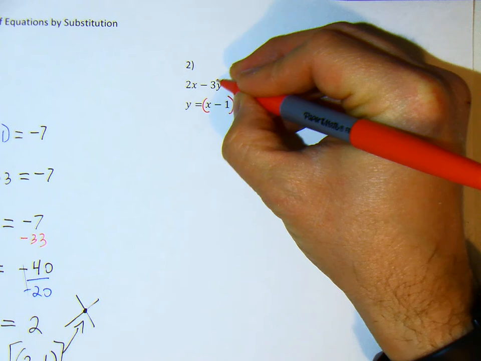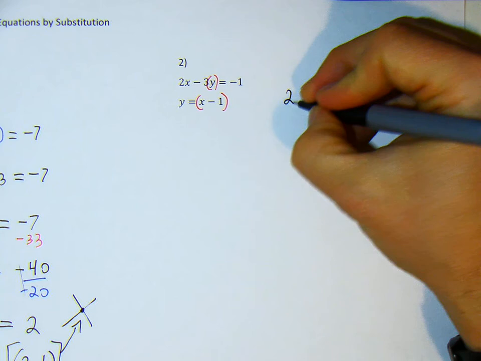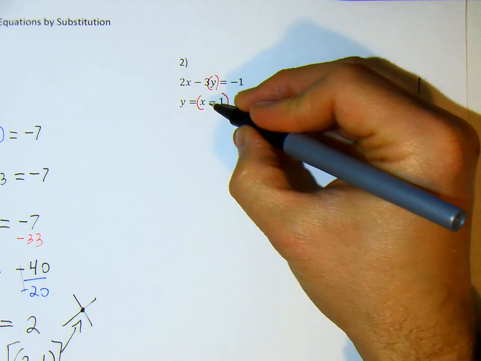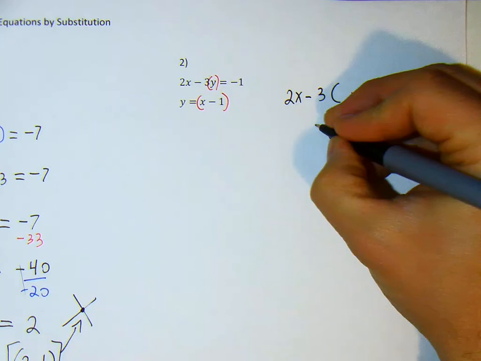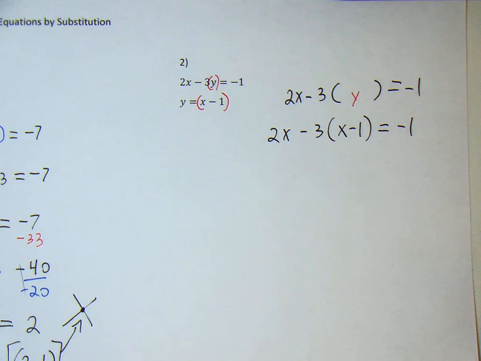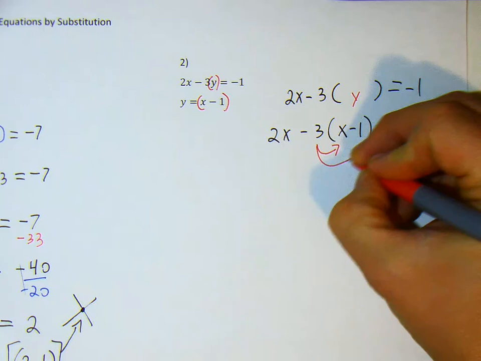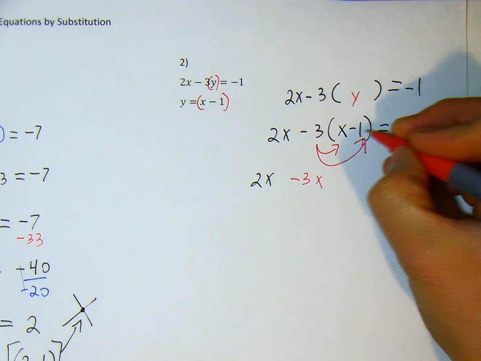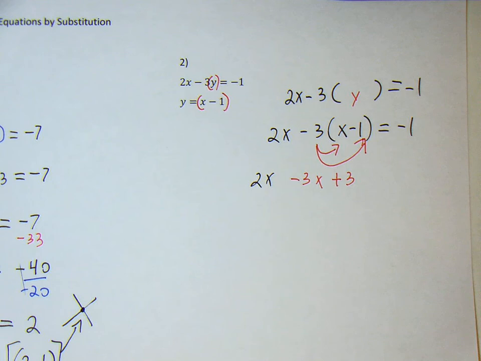So we can write it out as 2x minus 3 times y will equal negative 1. And y says right here is x minus 1. All right, our next step is to distribute. If we multiply this negative 3 to the x and negative 3 to the negative 1, we will get 2x. Negative 3 times x is negative 3x. Negative 3 times negative 1 is plus 3. Negative times negative is a positive. And then we have this equals negative 1.